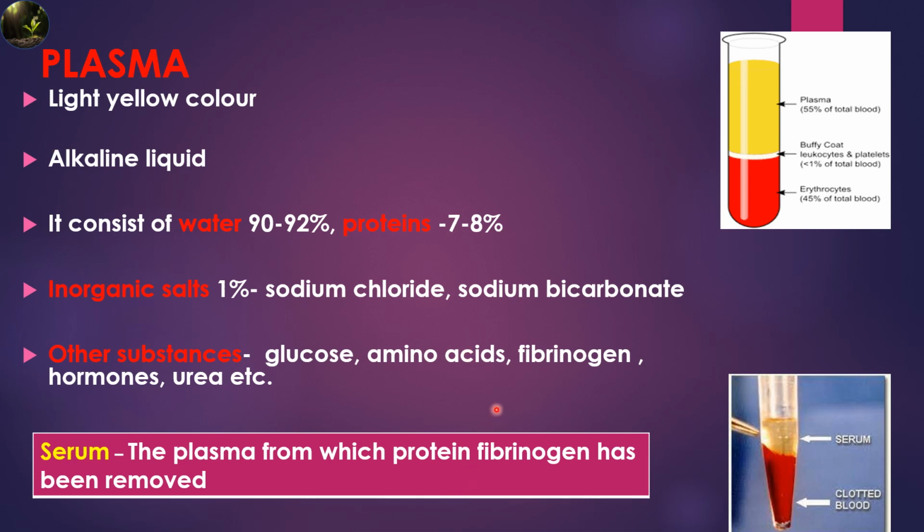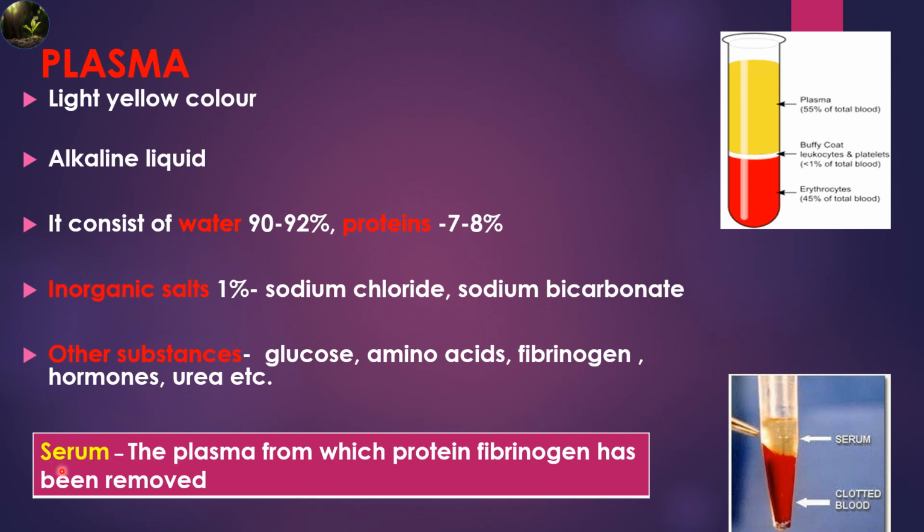Fibrinogen is a protein present in plasma. These questions will come in the examination. It's a very important question. Name the protein present in plasma, that is fibrinogen. Another question: name two inorganic salts present in plasma, that is sodium chloride and sodium bicarbonate.